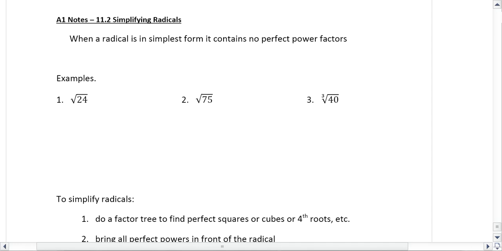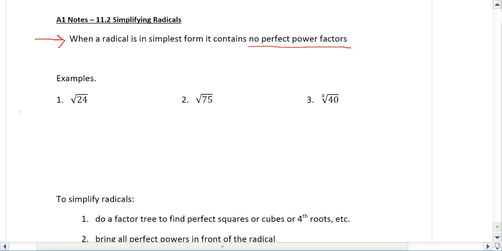All right, not much of an explanation for this, except to say that a radical is simplified in its simplest form when there's no perfect powers left under the radical sign, when we take out all the perfect powers. It's kind of like simplifying fractions. You just keep taking out common factors until there isn't any more to take out.